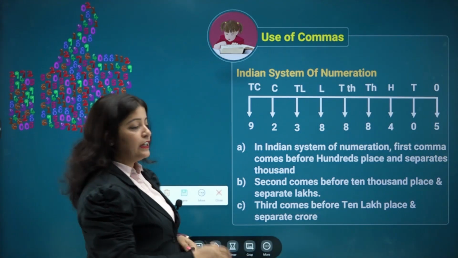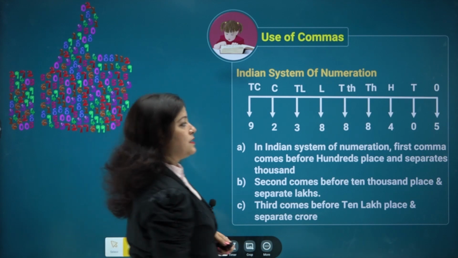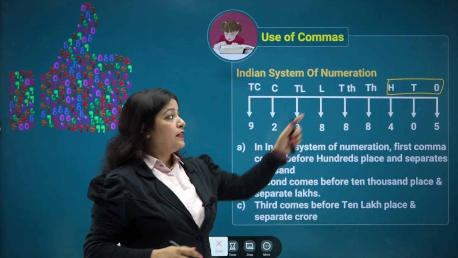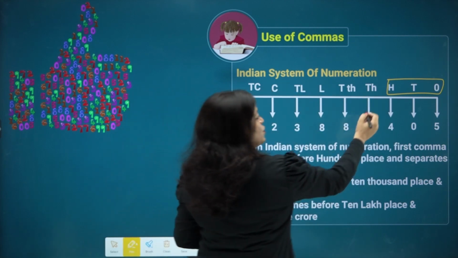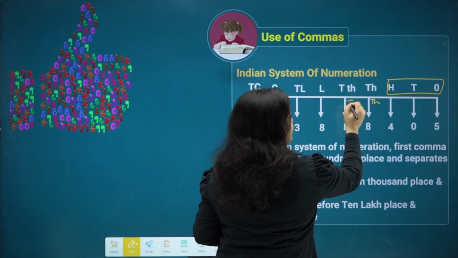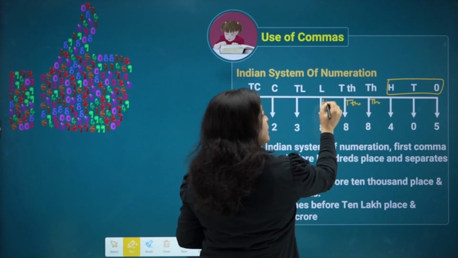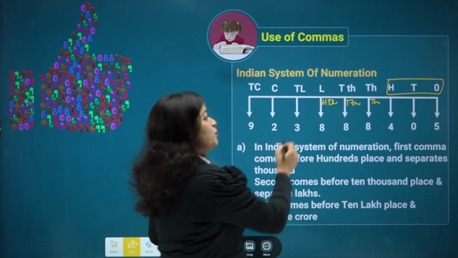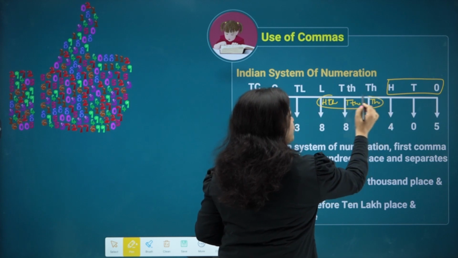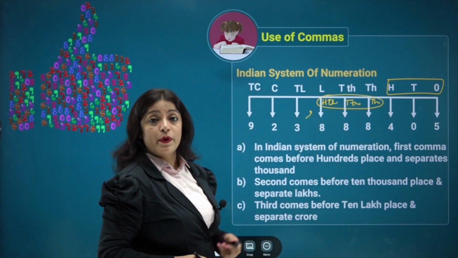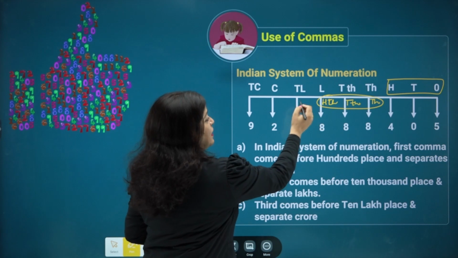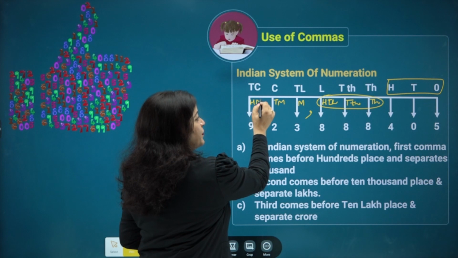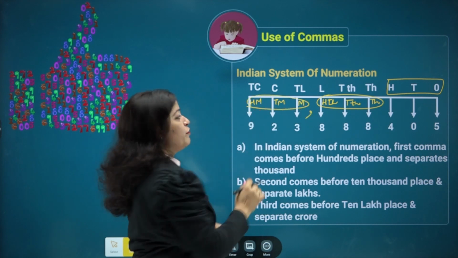If the same number is given in the international system, we write it as, see, these 3 will remain the same. Units, tens, 100 still remain the same. Then 1000, 10,000, and then 100,000. After 100,000, the next group will come. So in the international system, there is a group of 3 and then it is separated by a comma. Then we have millions, then 10 million and then 100 million. So this period will be of millions.